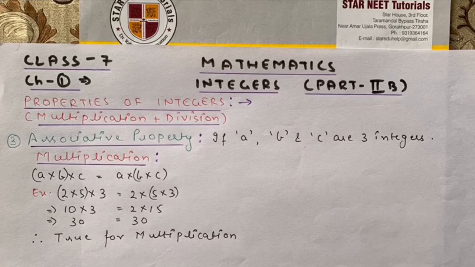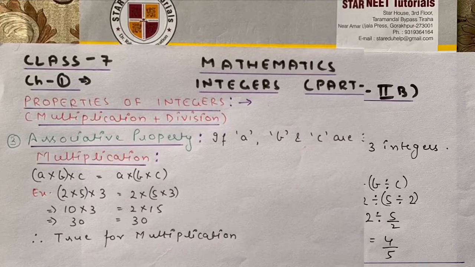See the example, 2 into 5 in bracket multiplied by 3. If you solve, you will get LHS equal to 30. And on the right hand side, 2 into 5 into 3 in bracket, here also the answer you are getting is 30. So associative property is true for multiplication.